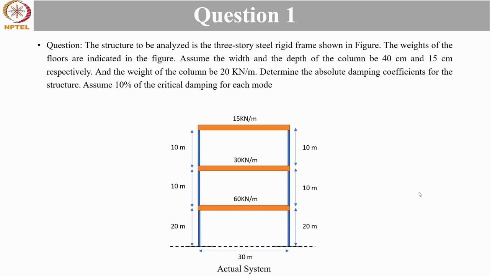So this is the first question. The question says a structure to be analyzed is a three-story steel rigid frame as shown in the figure. The weights of the floors are indicated in the figure. Assume the width and the depth of the columns to be 40 centimeter and 15 centimeter respectively, and the weight of the column to be 20 kilonewton per meter. Determine the absolute damping coefficient for the structure, assuming 10% of the critical damping for each mode.